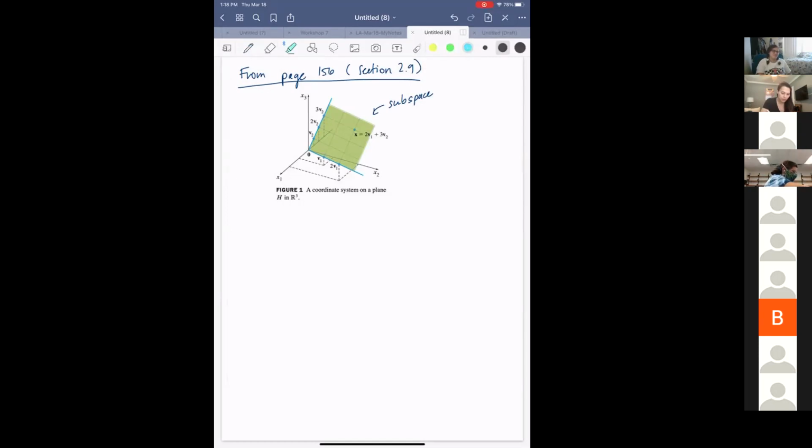And you have your two spanning vectors, which are these blue ones, maybe I'll highlight them right here. So this is V2, this is V1. You see that? Okay, so those are your two spanning vectors. And then a vector X that sits inside of here, so this is X right here, is written as a linear combination of those two. And you can see that this sort of forms a grid on your subspace.